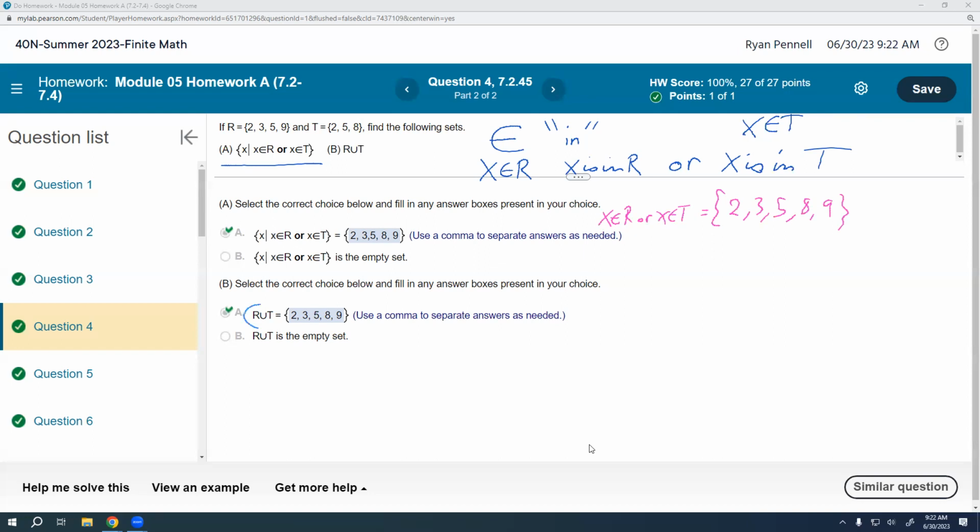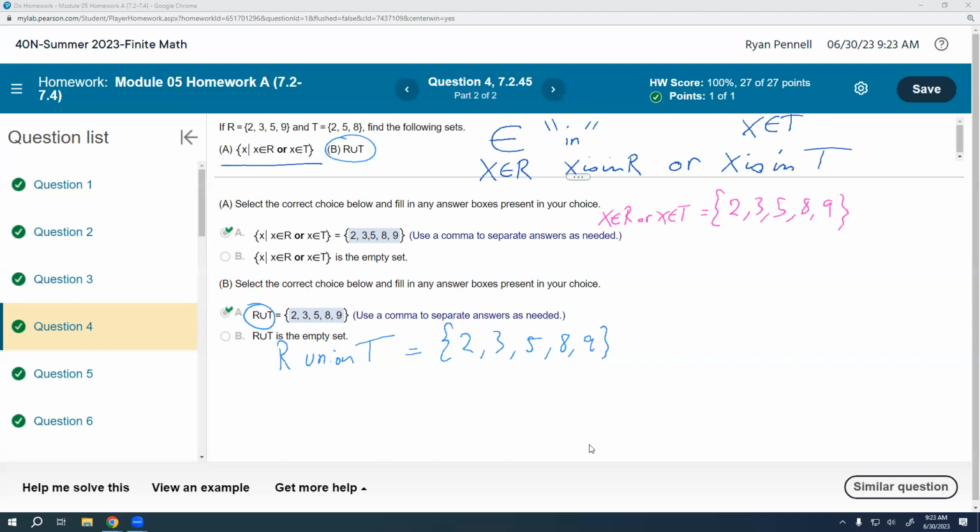Now, what do they want here? What is this asking me about? It says R union T. All right, we talked about that just a moment ago. And what is R union T? R union T means we put all of the elements that are in R, all of the elements that are in T. What's that? 2, 3, 5, 8, 9. There we have it. There's the list.